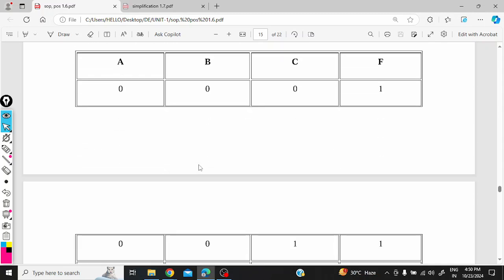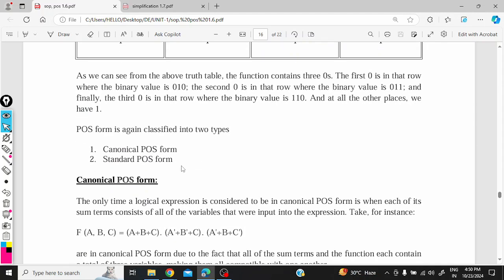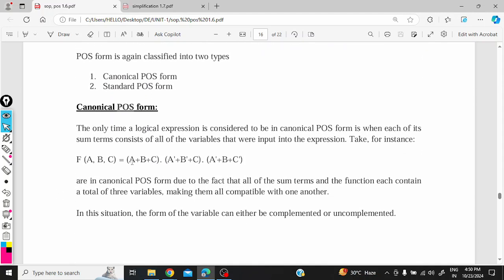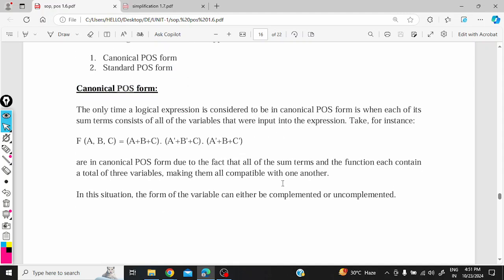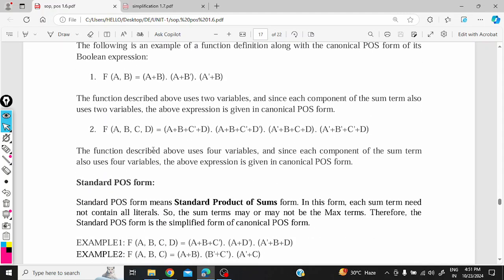Now for product of sums, again we have both standard form and canonical form. Canonical form means I should have all the literals in each sum term. There it was the product term, here it is the sum term. The sum term should contain all the literals of the given function, so I call this canonical product of sums form. Now if you observe this example with two variables, a plus b dot a plus b bar dot a bar plus b, all the sum terms contain two variables, so that is the reason I call it canonical form.